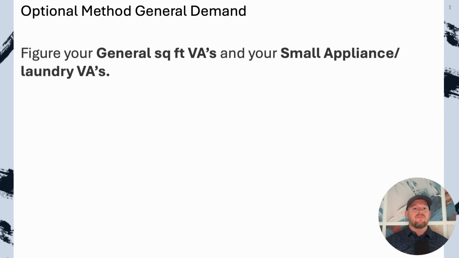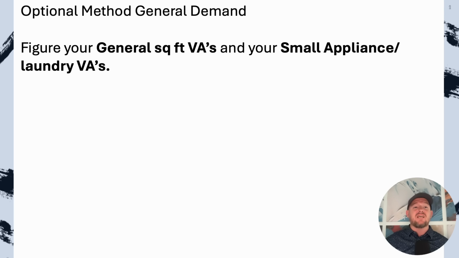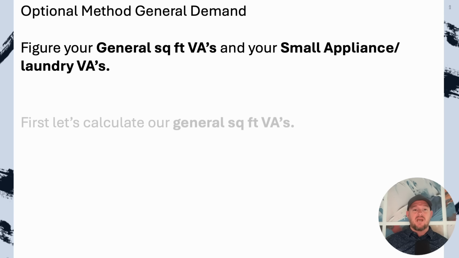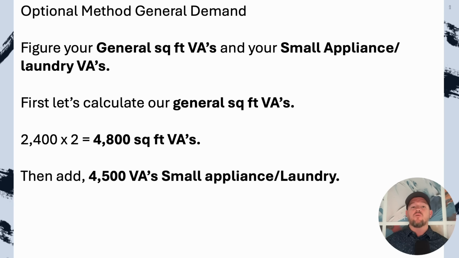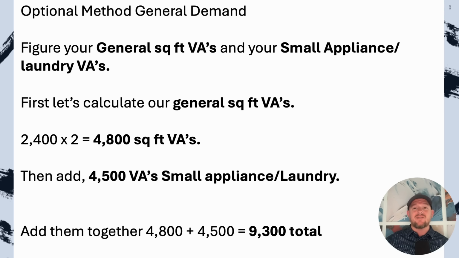First, let's deal with our optional general demand. First, we're going to figure our general square foot VAs and our small appliance and laundry VAs. We calculate our general square foot, multiplied by 2. We add the 4,500 for the small appliance and laundry. We total those together, and we don't do anything at this point of the calculation. We just start writing our larger calculation over to the side.